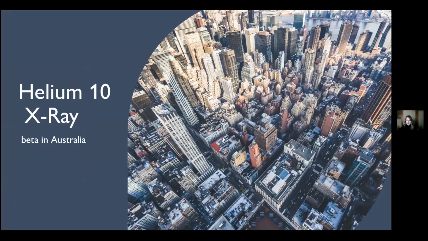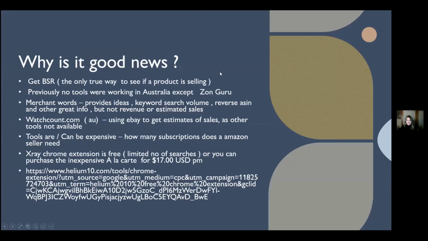Okay, so good news, Helium's in Australia at the moment. Well, it's just arrived, but it is in beta, so it's not perfect. Why is this good news? Well, it's a great way to get BSRs. And why is BSR important? Because it's the only true way to see if a product is selling. All the tools are estimates or guesstimates.